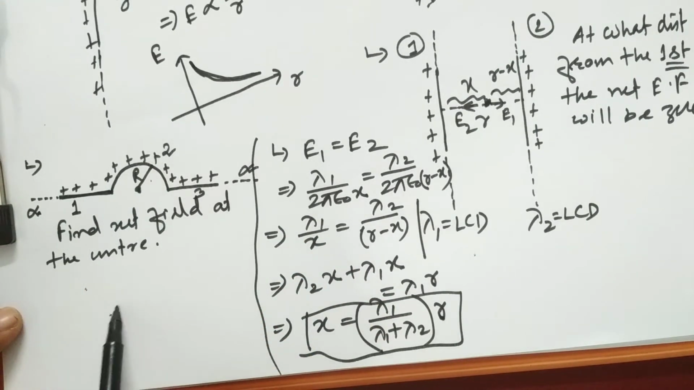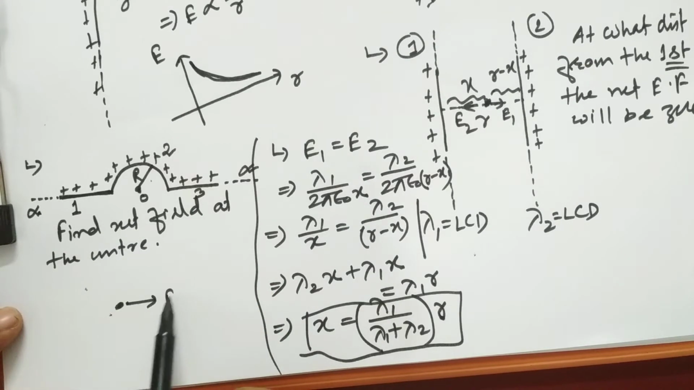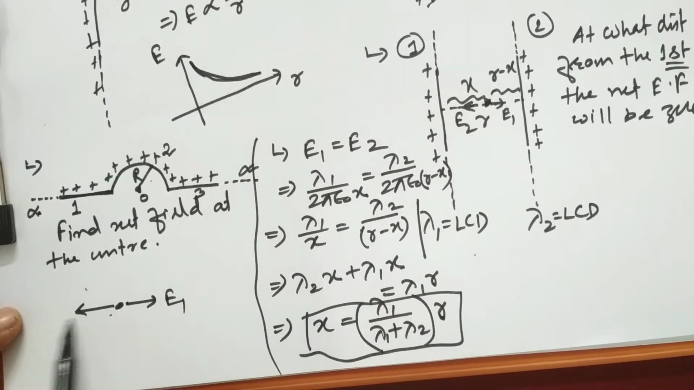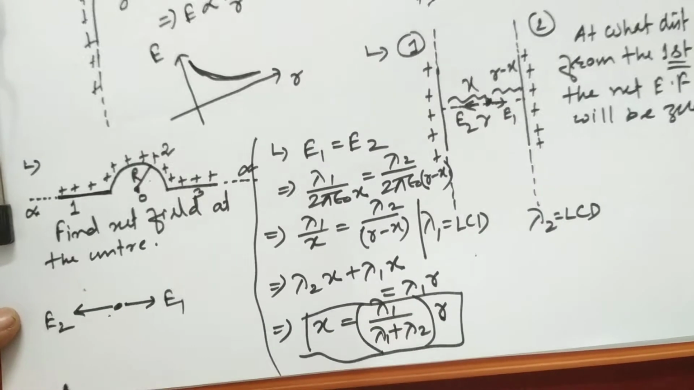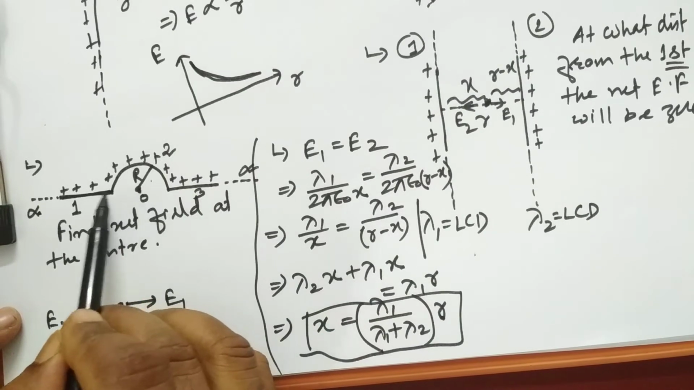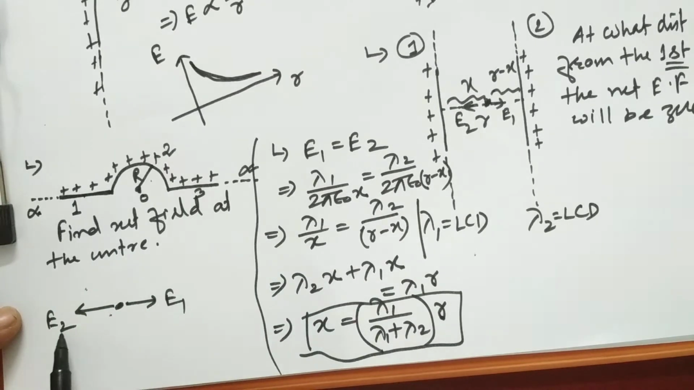Because of 1, at the center the electric field will be towards right, E1. Because of 2, the electric field here will be E2. So for this semi-infinite, the electric field will be towards left. For this semi-infinite, the same electric field will be towards right. Let me call it 3, E3.